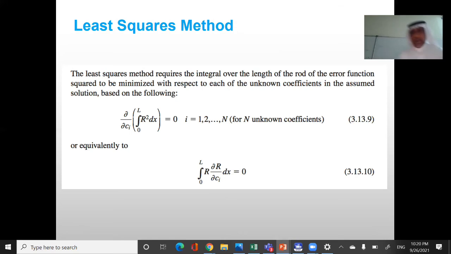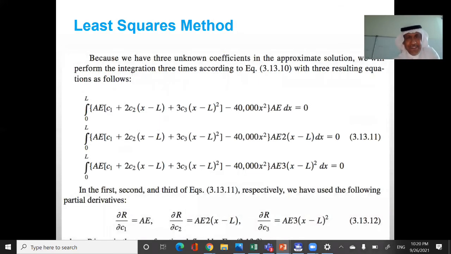Okay, let's see the 3 equations. Wow, it's here. Look, R with C1 is only AE. R with respect to C2 is this, which is this one here. R with respect to C3 is this. And you integrate, that will give you what? 3 equations. Then you can solve for C1, C2, C3.